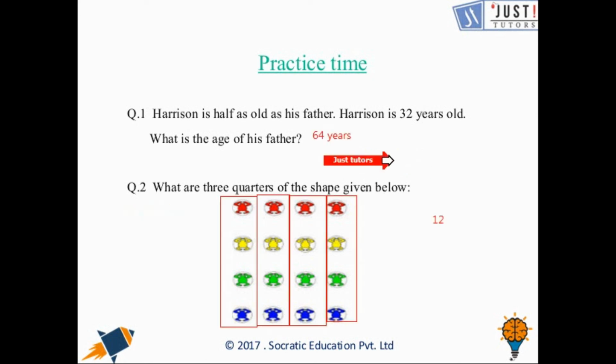So here are the answers. If Harrison is half as old as his father, and he is 32 years old, to find the age of his father, we need to multiply 32 by 2. That will be 64 years.